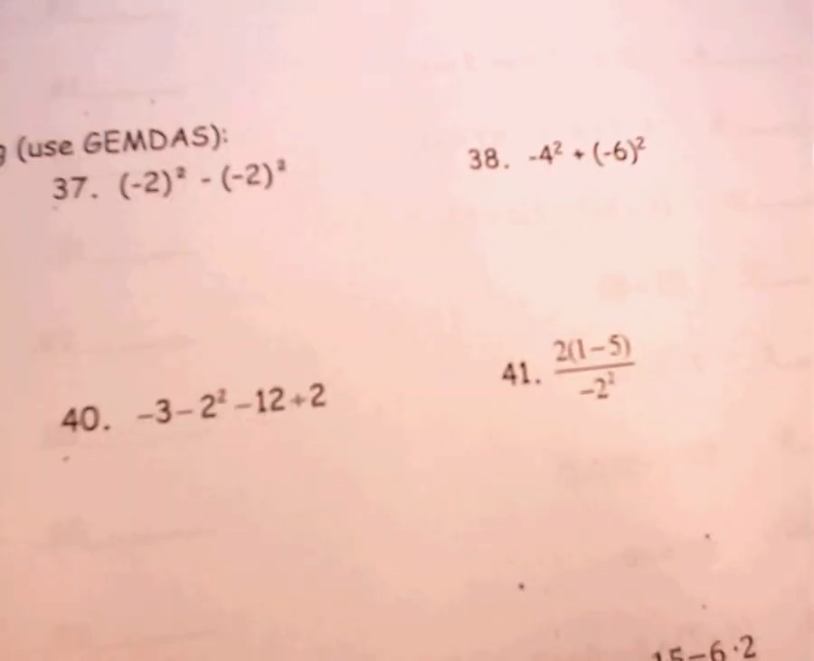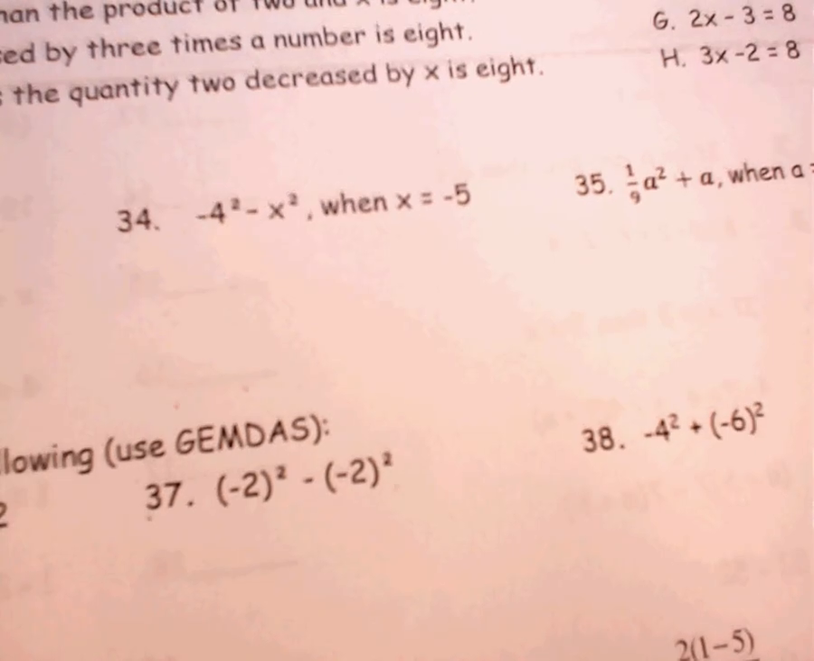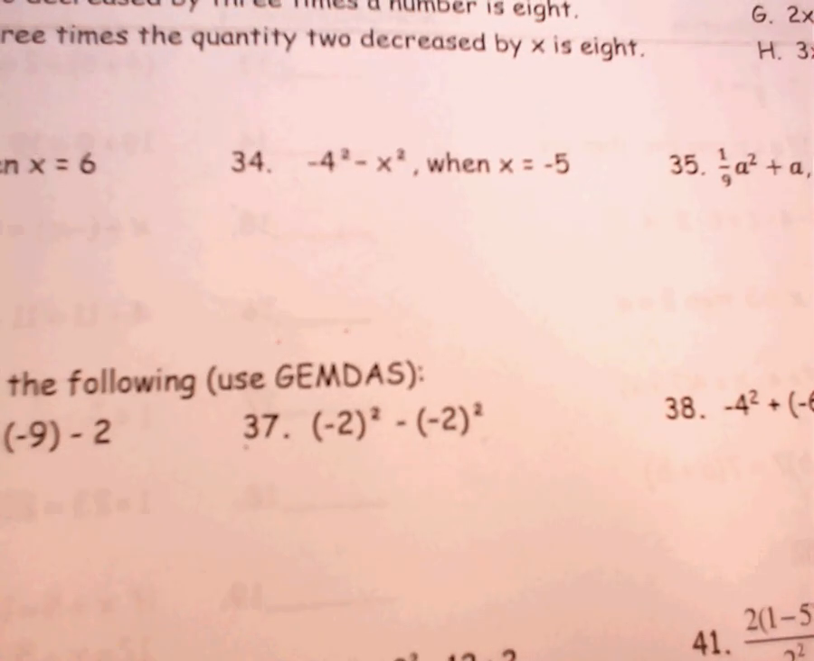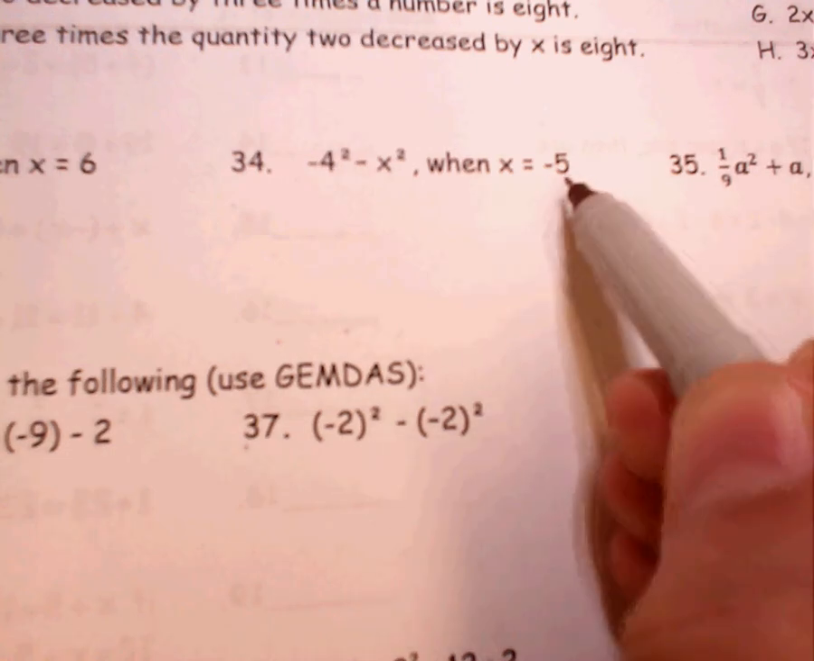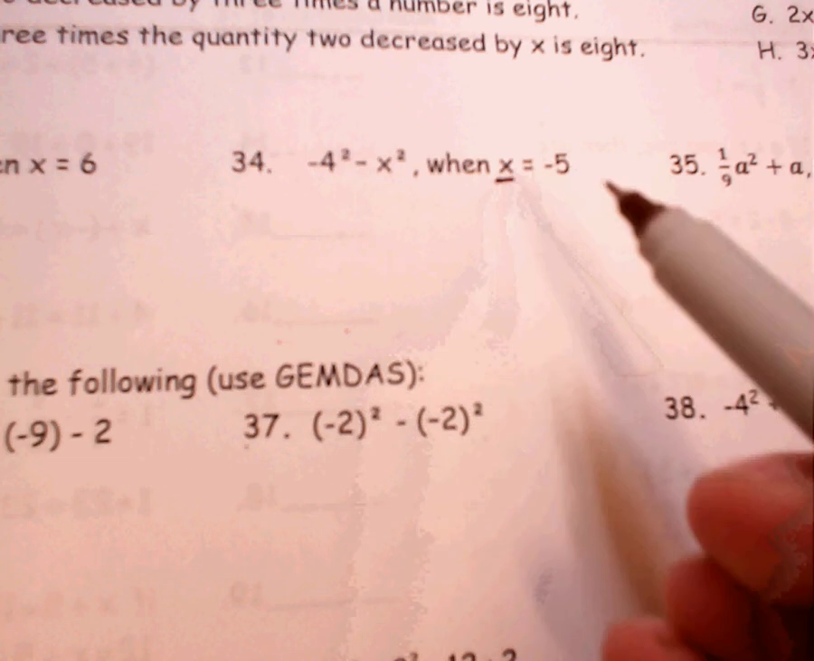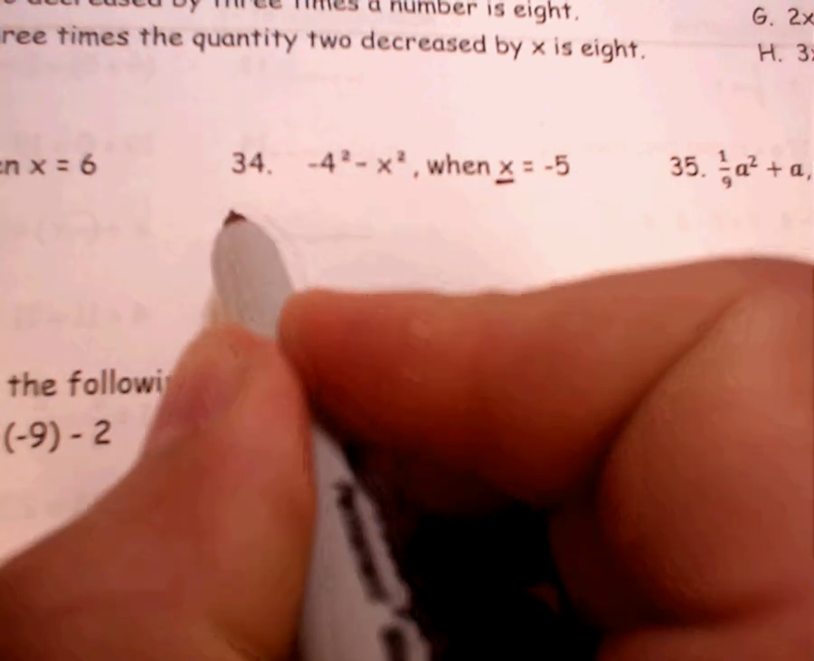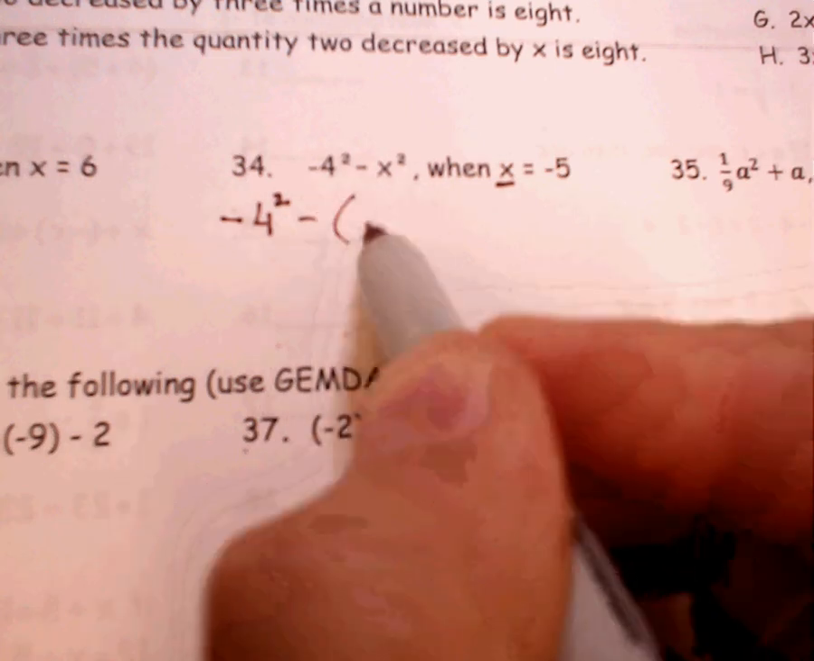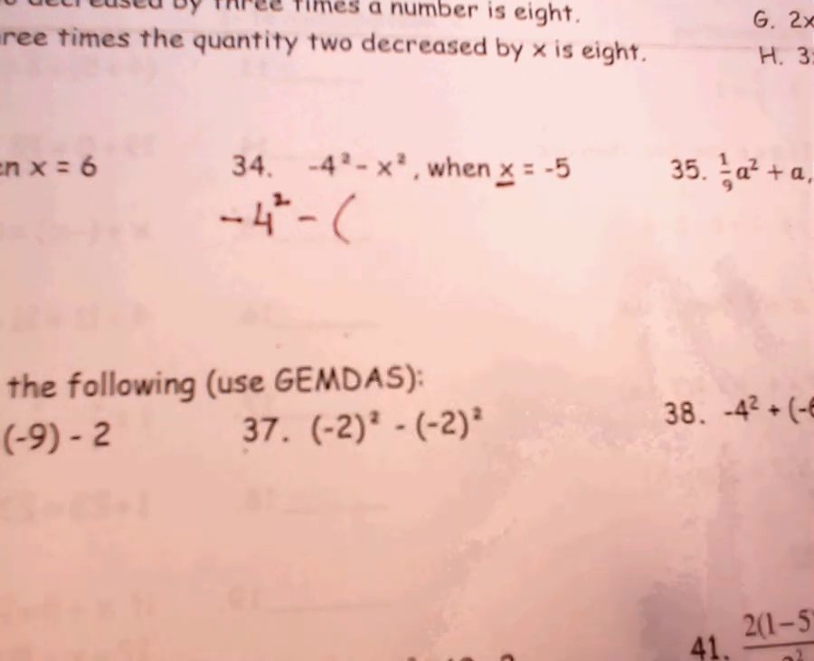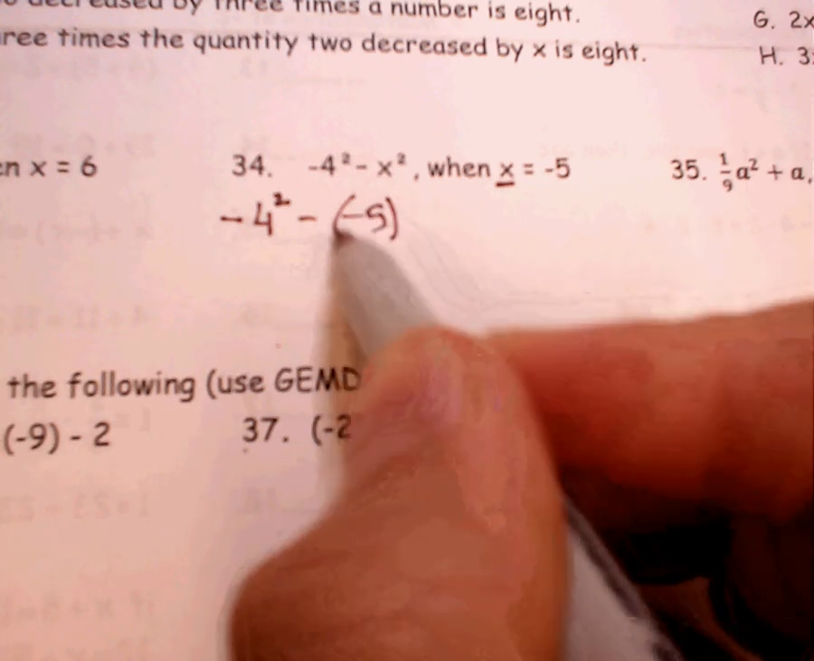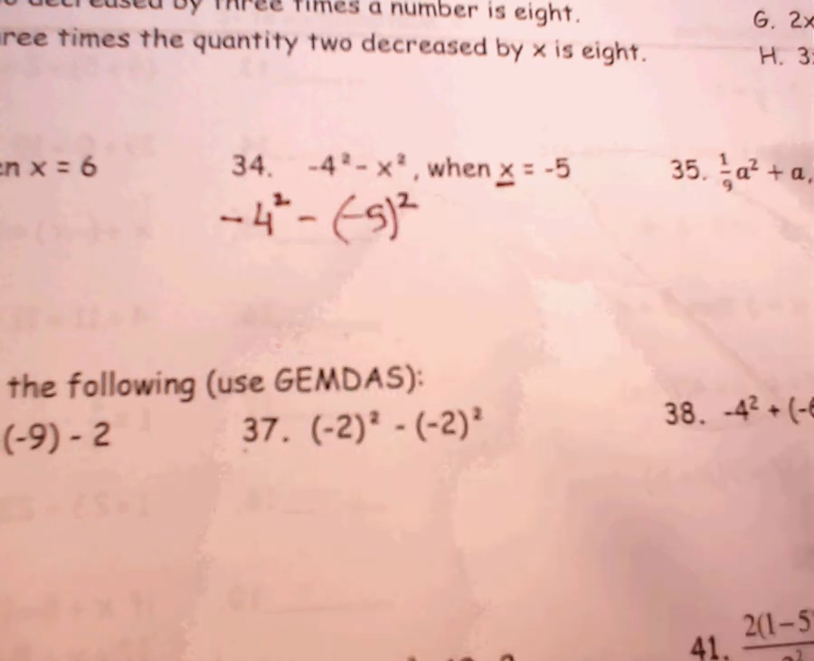Let's look at question 34. On question 34, we need to substitute a negative value. When we substitute, we are substituting that for the x value only. Here we have negative 4 squared minus, open parenthesis for your substituted value, negative 5, and that is the x value, and we need to square the x value.